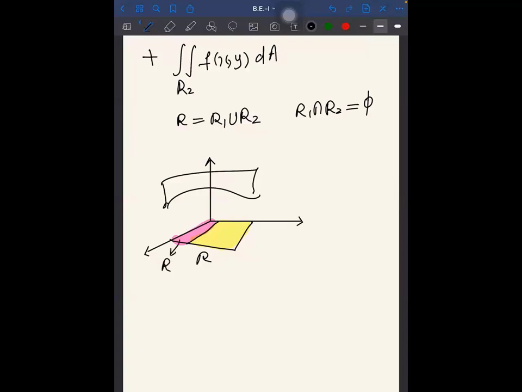So they are complements of each other? No, we actually need to make the complete R. So your R is nothing but the union of R1 and R2. So you can separate your integral into two parts in a way that R is the union of R1 and R2, and R1 intersection R2 needs to be empty. So you can evaluate your integrals with a plus over here.